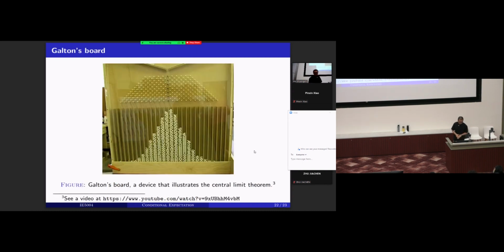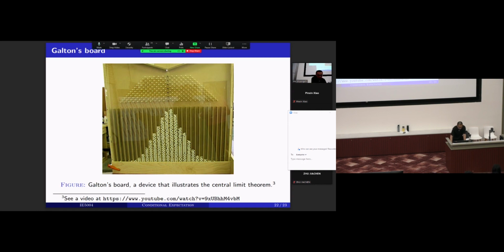And there's even a device designed to show the central limit theorem. This device is called Galton's board. What is that? The picture of that looks like this. People just drop beads from the top.